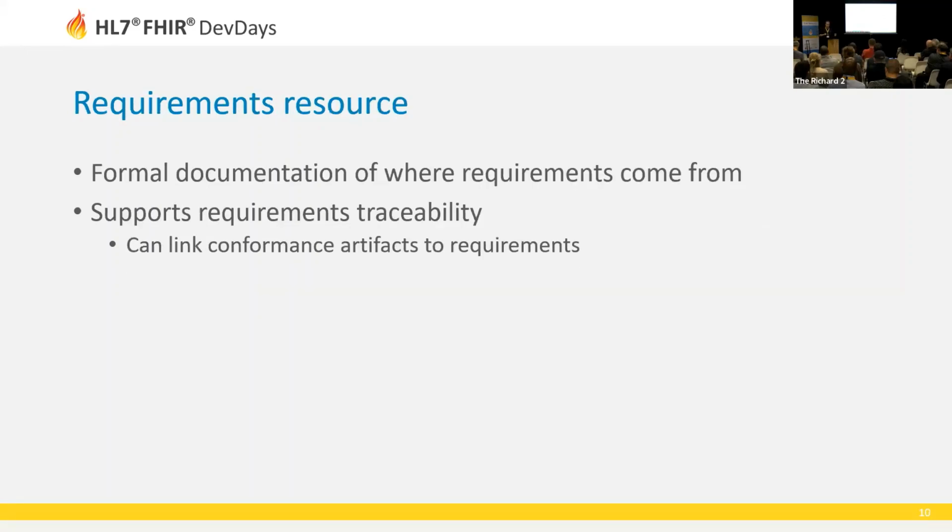Another new requirement or another new resource that we're making available in R5, but are backporting to make available in previous releases as well, is the requirements resource. We introduced this in part because Jose kept whining about it, but also it's useful in IHE processes and several others. We also are planning to use it in HL7 for EHR functional models. And it allows us to capture where did the requirements come from to provide traceability.